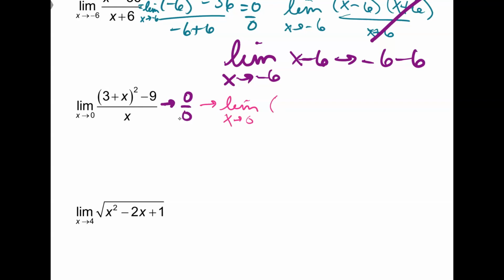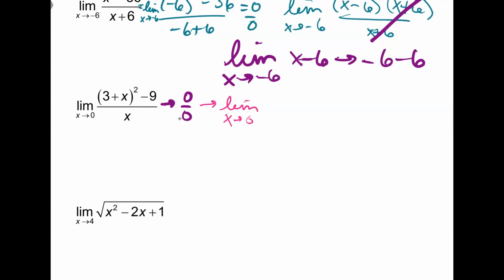Exactly. It's going to be a difference of squares, because it's 3 plus x, all squared, minus 9. That's a square, and 9 is a square. So it's 3 plus x minus 3 times 3 plus x plus 3. But it's not going to cancel. It doesn't really help you.